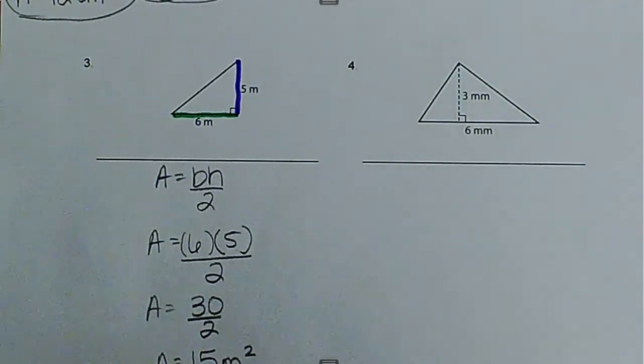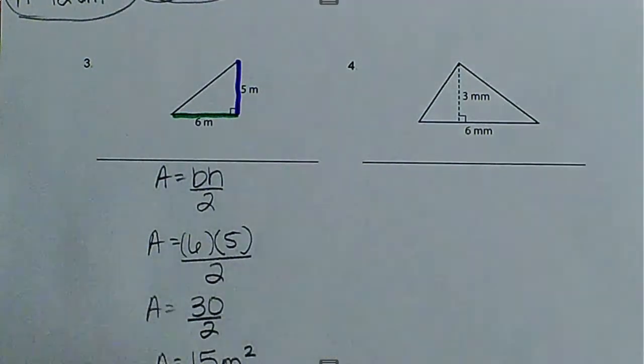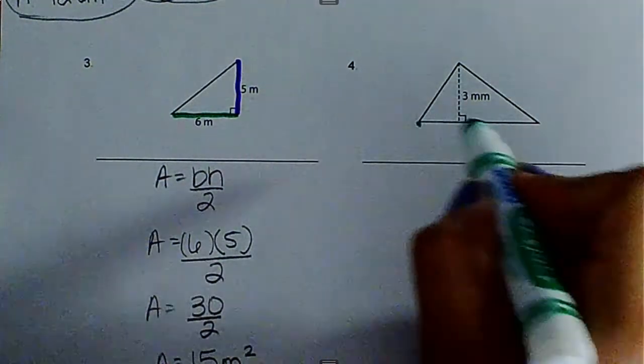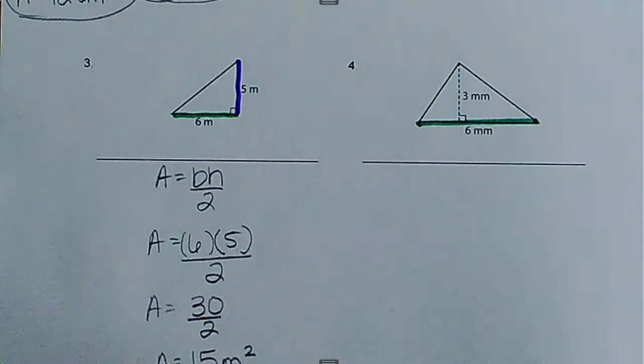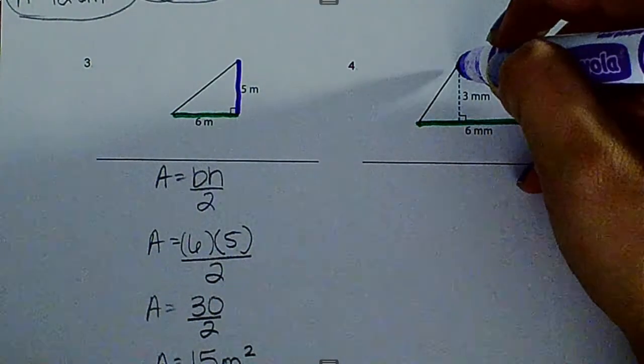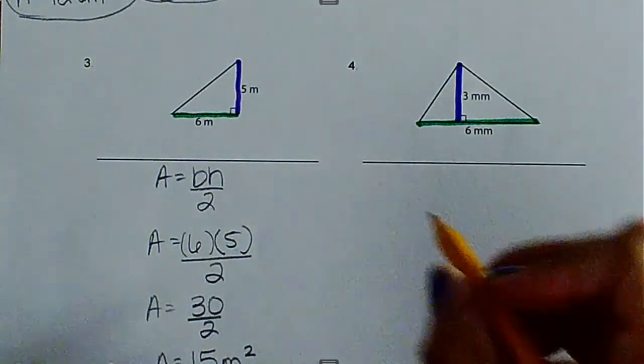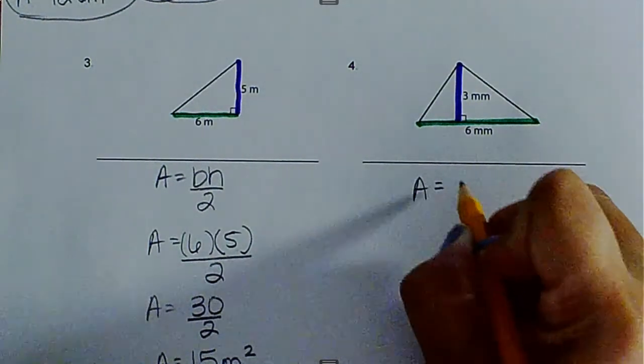So again, I'm going to identify the base and the height. Here, the base is 6 millimeters. Okay. The height is inside the triangle, because we want that perpendicular, that makes the right angle. So I know this dotted line is the height, which is 3 millimeters. Okay. So we're just going to take one of the formulas, whichever one you choose.